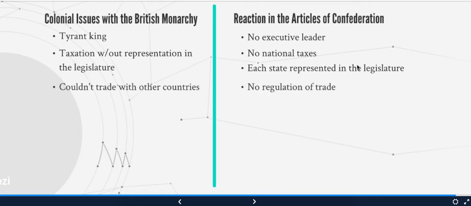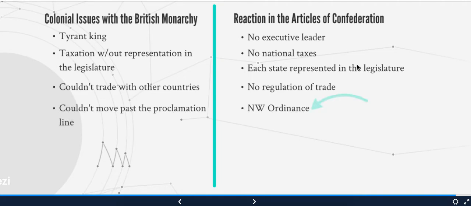We can't trade, and now there's no rules, except that also means there's no rules to help you with trade, which means every state has its own kind of money, which is stressful. Now we're out here moving west. Remember, the Northwest Ordinance is the only real success of the AOC.